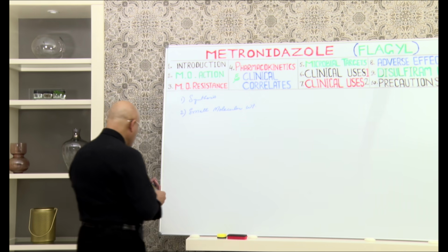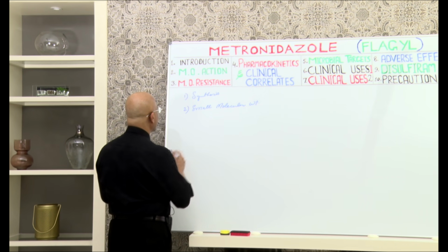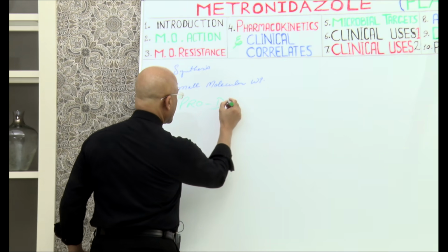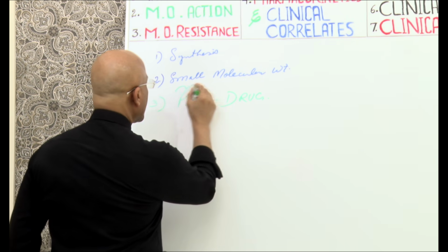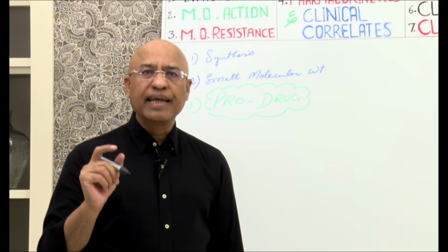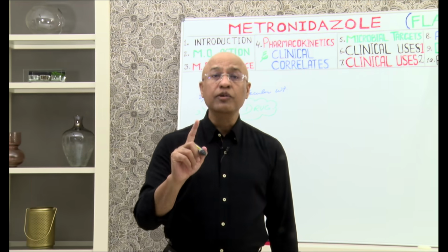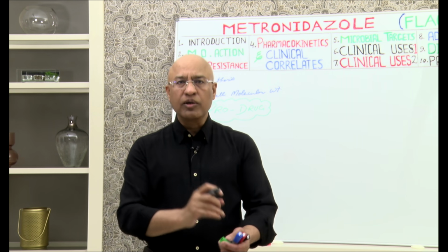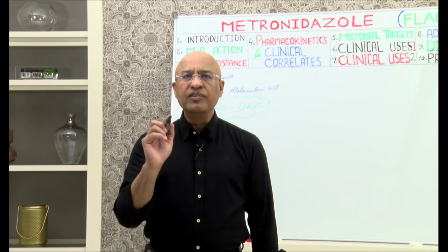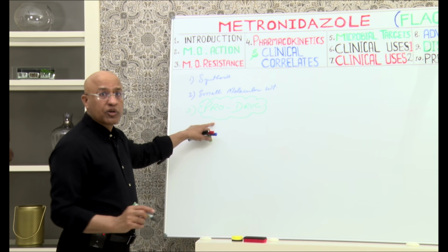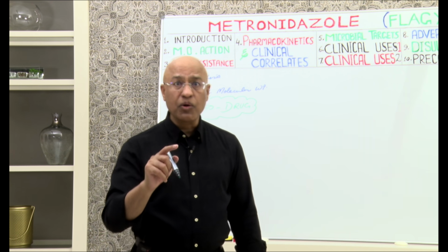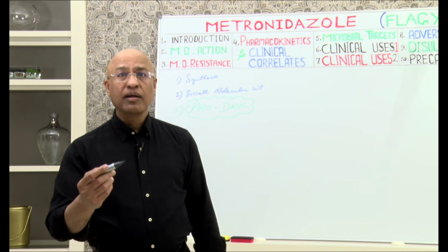And the third very important thing is that metronidazole is a prodrug. This is very important. What do I mean by prodrug? Prodrug means that metronidazole is basically taken in inactive form. It is biologically not active. Whether it is taken intravenously, orally, or even applied topically, basically it is an inactive compound. But in the biological system, in vivo, it is activated.